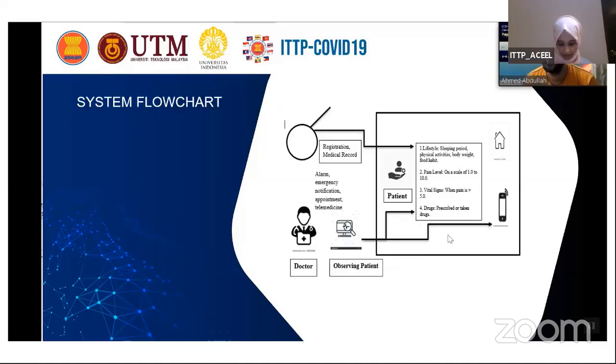The first one, lifestyle: sleeping time, physical effect, body weight, and food habit. Then pain level on a scale of 1.0 to 10.0. Then vital sign when pain is high or increases above 5.0. Next, the last one, drugs.